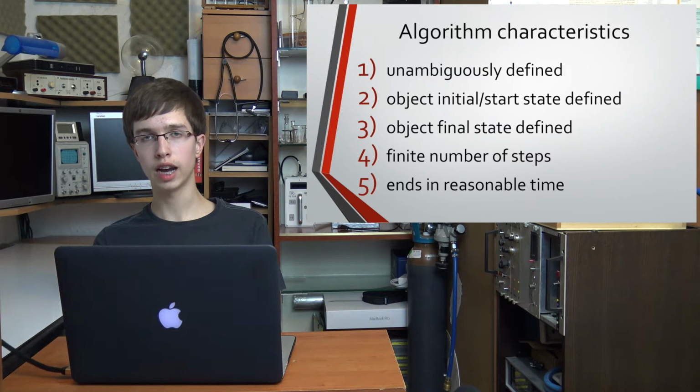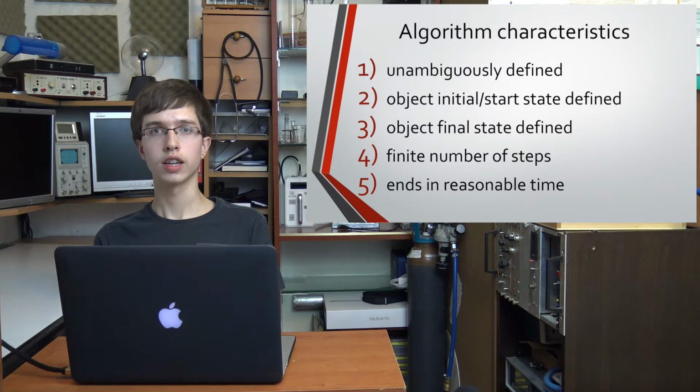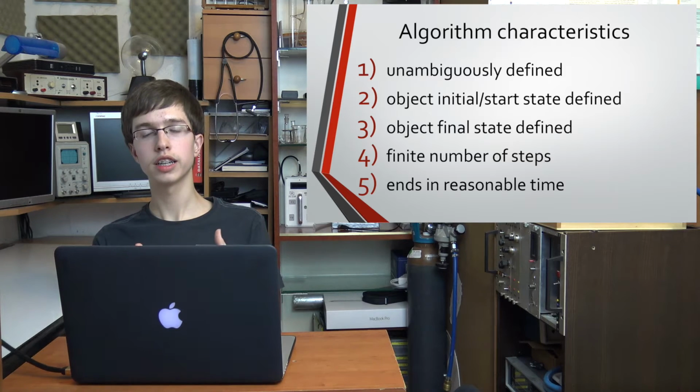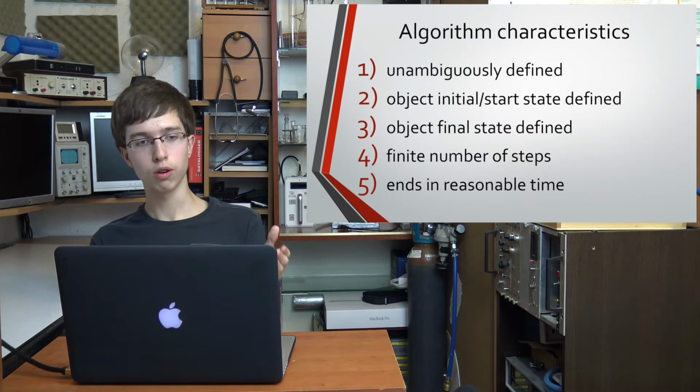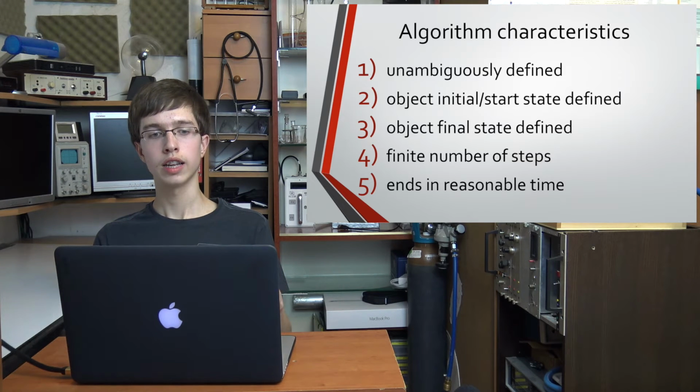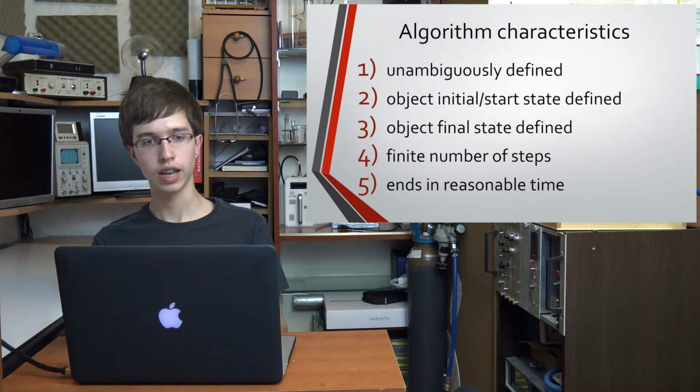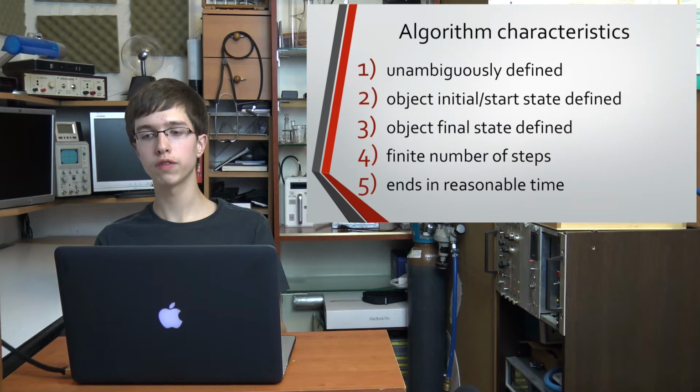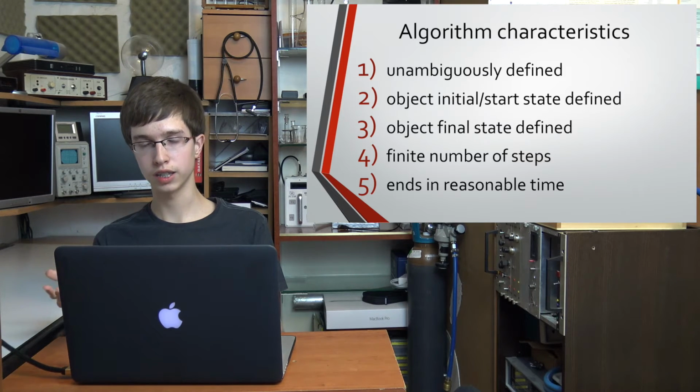Firstly, an algorithm has to be unambiguously defined. This means that the algorithm should serve the purpose it serves for, and it should be clearly understood and defined. Now, it has to have clearly defined initial start states of objects. Also clearly defined final states of objects, also called results. An algorithm has to have a finite number of steps, and steps are those which determine operations on objects. So these operations have to be performed on the objects in order to get some final states of objects.